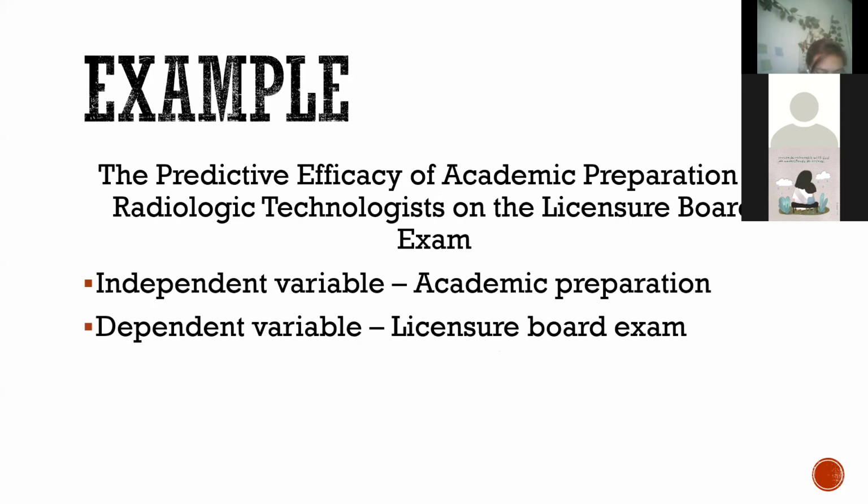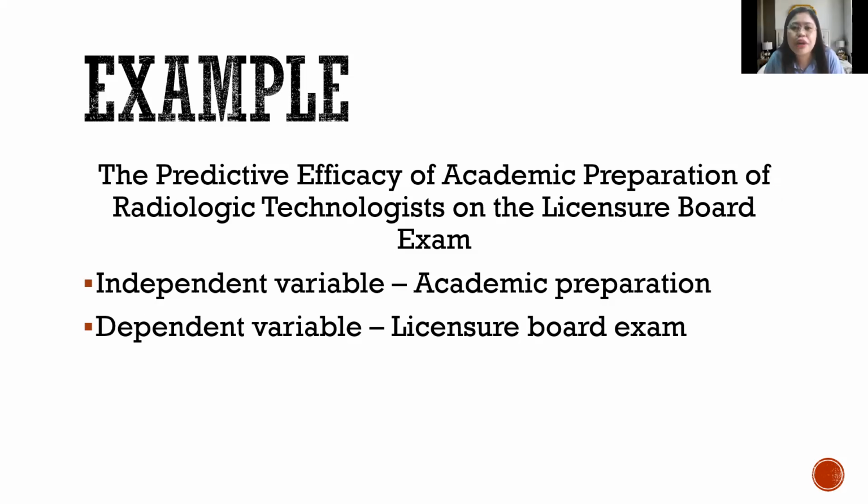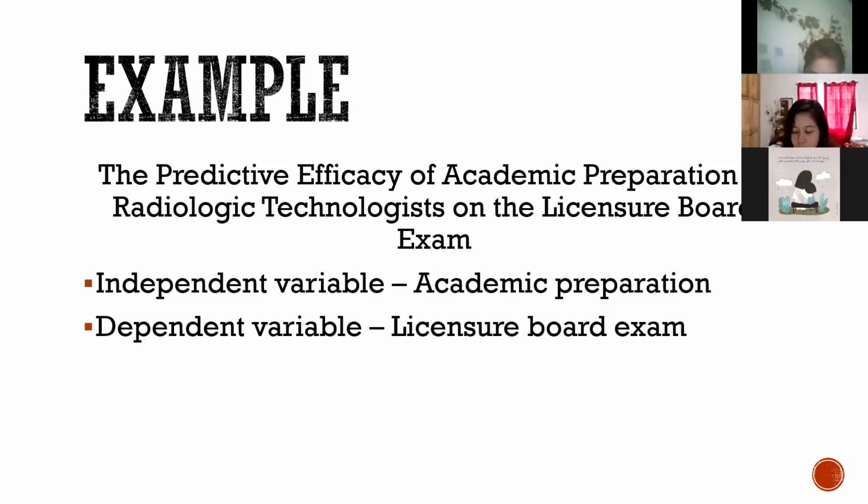So I'll give you an example of a research title. This one is an example of a research title. We have here: the predictive efficacy of academic preparation of radiologic technologists on the licensure board exam. So unsay una natong tan-awon, is this a long title or not, or is this ideal? Unsa ganing ideal? Not more than 15 words. So let us try to count. Again, we will not be including the function words like the, of, on, dili na sila included. So we will not be including the, we will start counting at predictive.